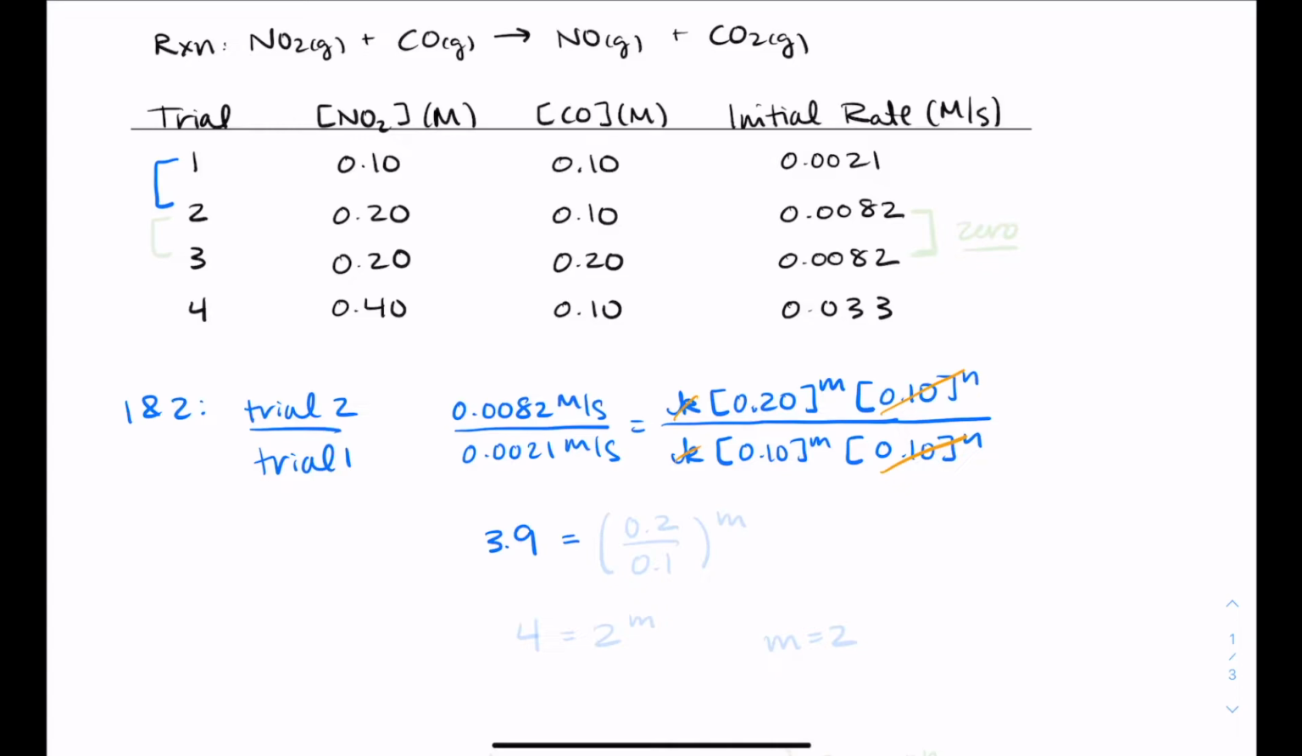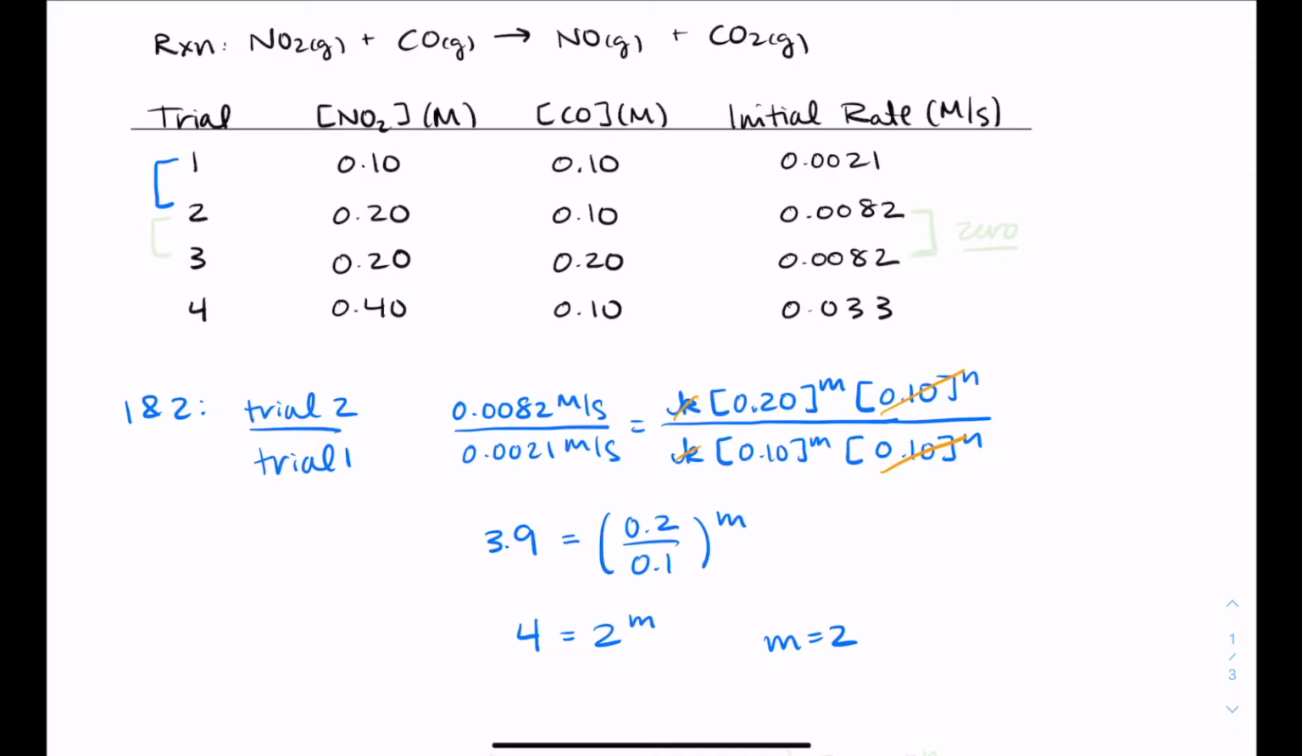And on the right side, I have 0.2 to the m divided by 0.1 to the m. I can combine these so that it's 0.2 divided by 0.1, that whole thing to the m power. 0.2 divided by 0.1 is 2. So especially if I take my 3.9 and I just round it up to a 4, 4 equals 2 to the m power. This can only be true when m equals 2. So I kind of did the last piece there by inspection.